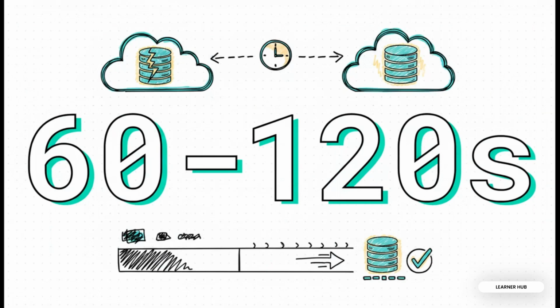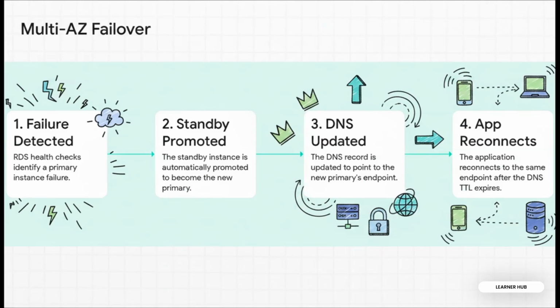And when a failure happens, how fast does multi-AZ actually recover? Well, typically, it takes between 60 to 120 seconds. This is what we call your recovery time objective, or RTO. So in about 2 minutes or less, AWS will automatically fail over to that standby, and your application is back online. So how does that magic actually work?